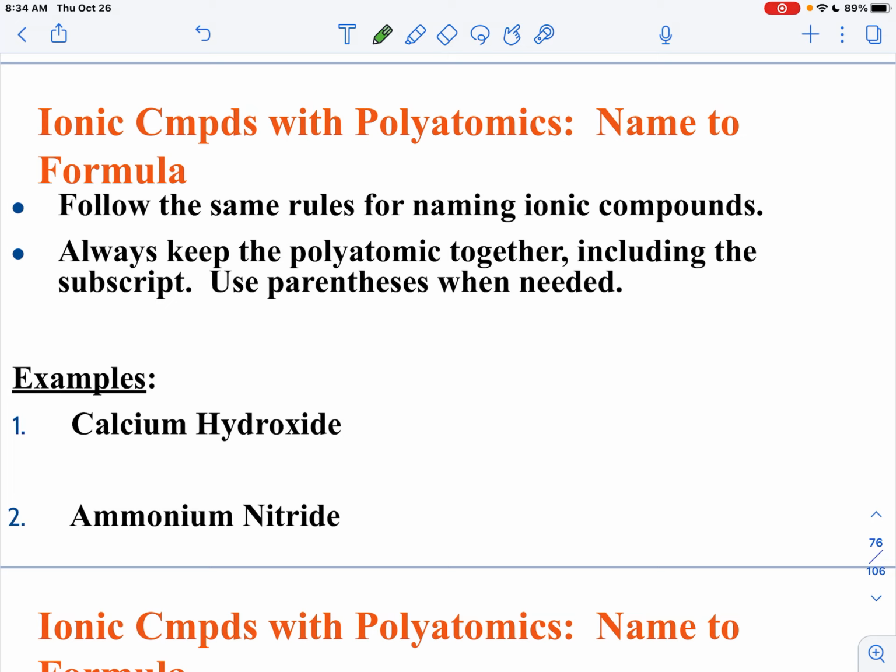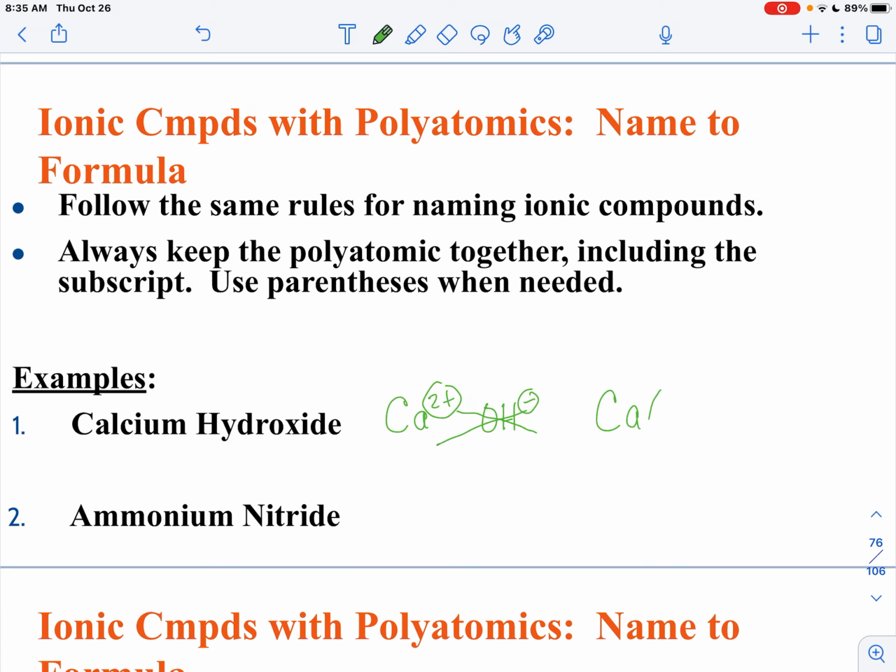Let's start with calcium hydroxide. Calcium is a regular element. If you look it up on the periodic table, it's in group 2A, so it has a 2+ charge. Hydroxide, you should know, is a polyatomic ion. It is OH-. That minus applies to the entire OH group. When we crisscross, this 2+ now applies to the entire group. So we would have Ca1, we don't write ones.